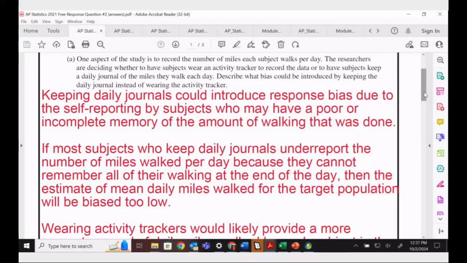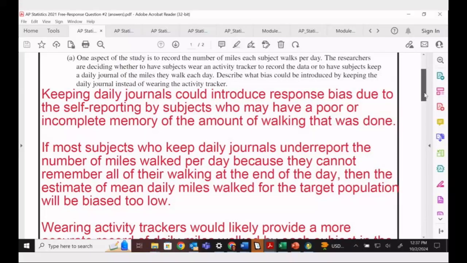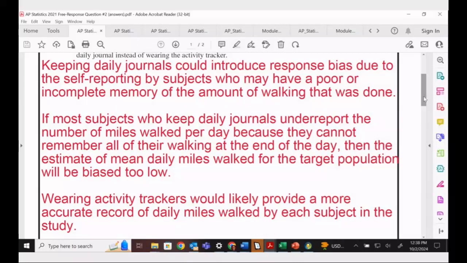For the first part, keeping daily journals could introduce response bias. Again, this is the model solution. Could introduce response bias due to the self-reporting by subjects who may have a poor or incomplete memory of the amount of walking that was done. If most subjects who keep daily journals underreport the number of miles walked per day because they cannot remember all of their walking at the end of the day, then the estimate of mean daily miles walked for the target population will be biased too low. Wearing activity trackers would likely provide a more accurate record of daily miles walked by each subject in the study.